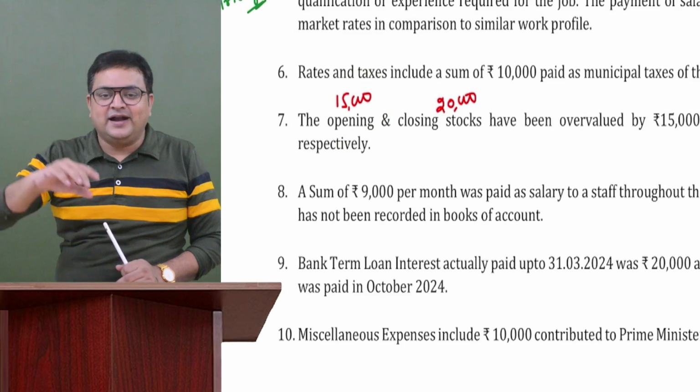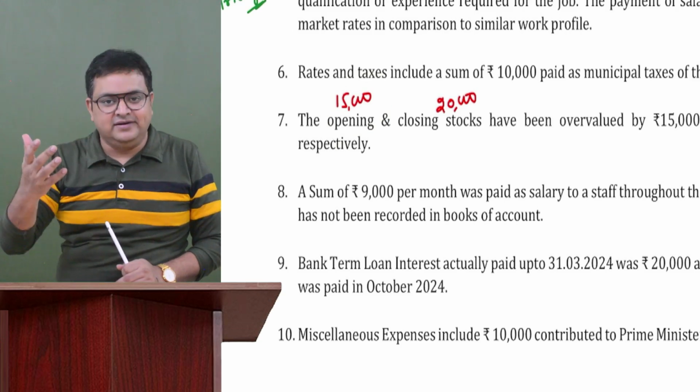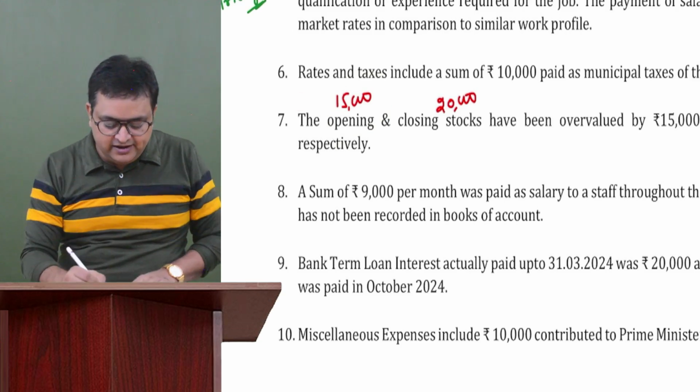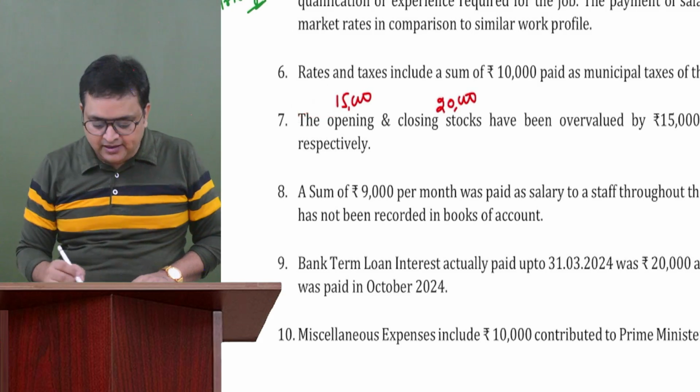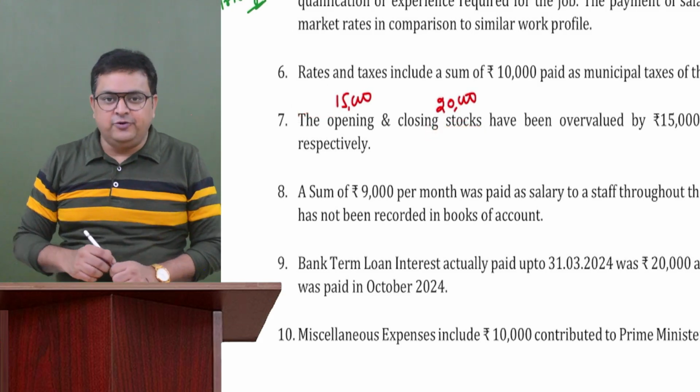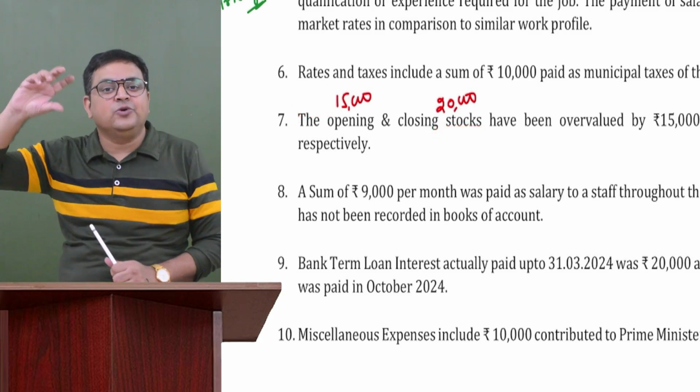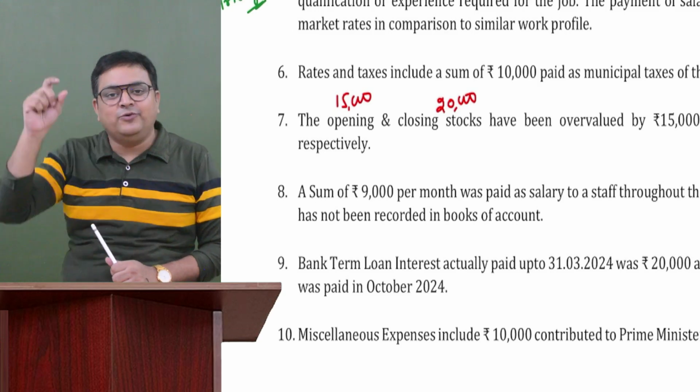It means that my profit will be increased, right? So you have to add 15,000. Correct? Your closing stock is overvalued. So it is 20,000, it is showing more. So you have to correct it. You have to rectify it.